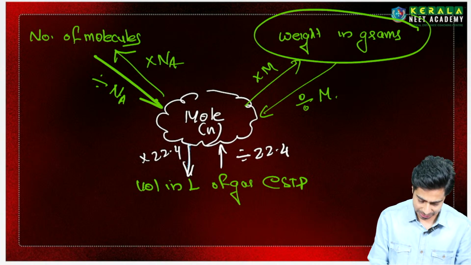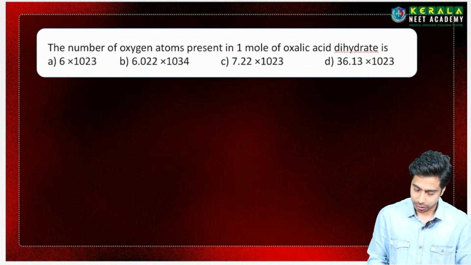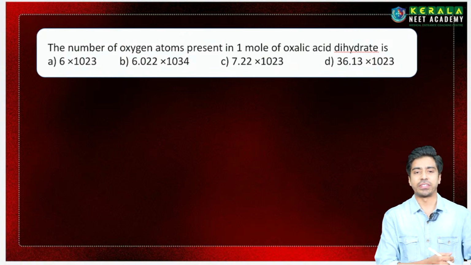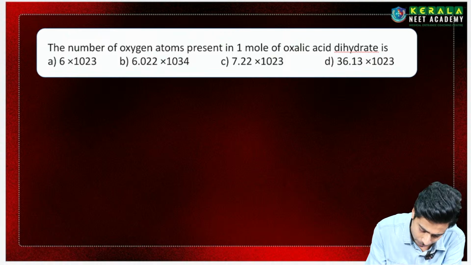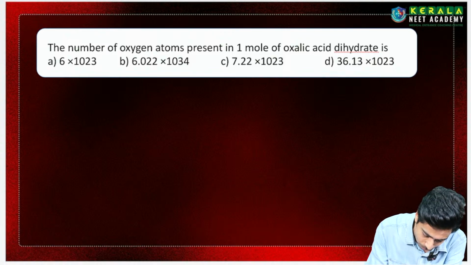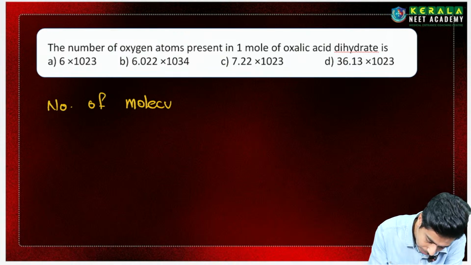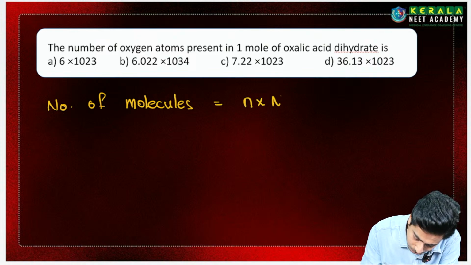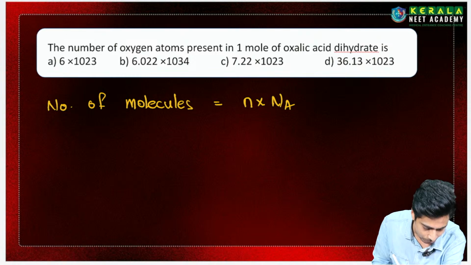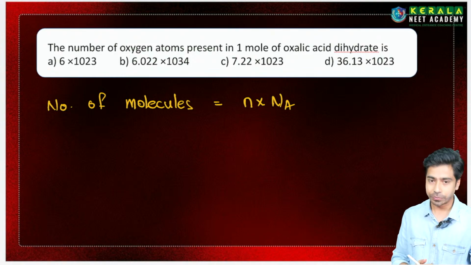Okay, now listen here in the question. In this question, the number of oxygen atoms present in 1 mole of oxalic acid. So let me calculate. You know that number of molecules, see the formula, is equal to number of moles into Avogadro number.